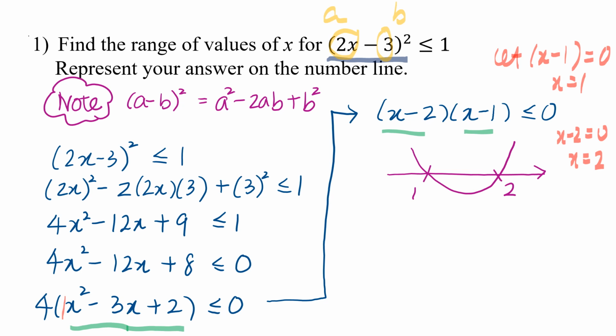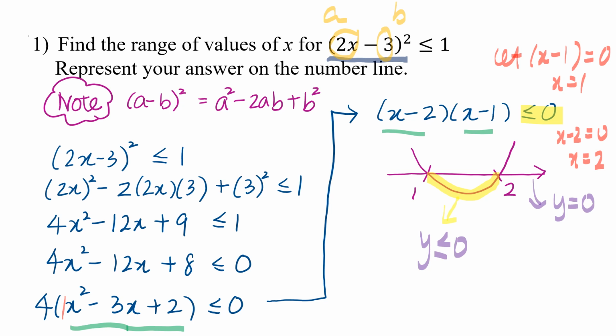Alright, so to find the range of values of x, we need to look at the portions that we want for your values of y. Now your x-axis is y equals 0. Okay, so the next thing is, look at your inequality. We are looking for the values of y to be less than or equal to 0, which is actually the part of the curve that I've highlighted in yellow. So that is y less than or equal to 0.